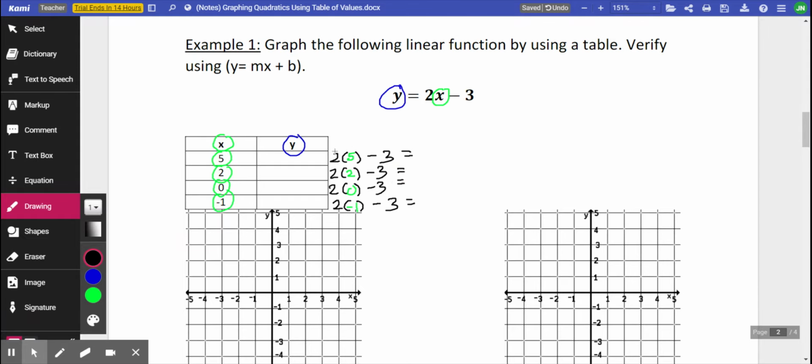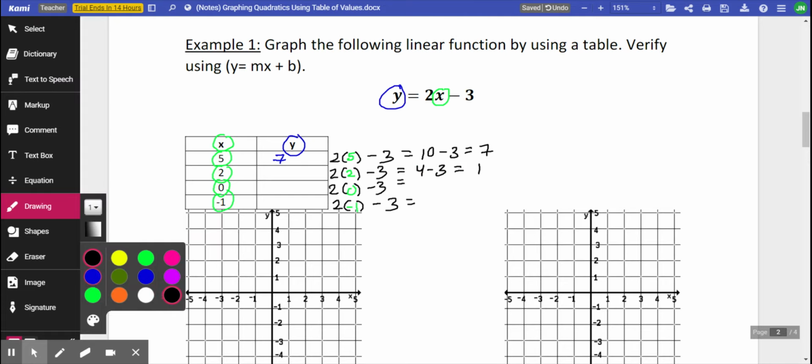So 2 times 5, we multiply first. 2 times 5 is 10, and then we subtract 3. The first value is 7, so my first answer is going to be 7 here on the right-hand side. We do it again for the next one. 2 times 2 is going to give me 4. 4 minus 3 is going to give me the value of positive 1. So my second value is 1.